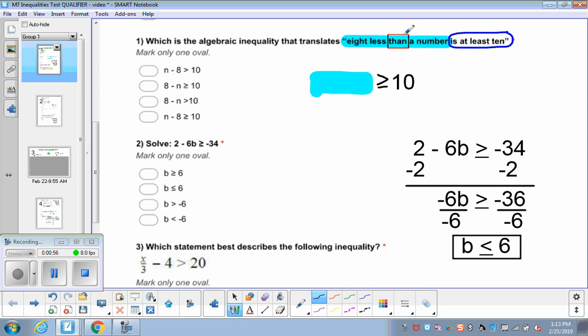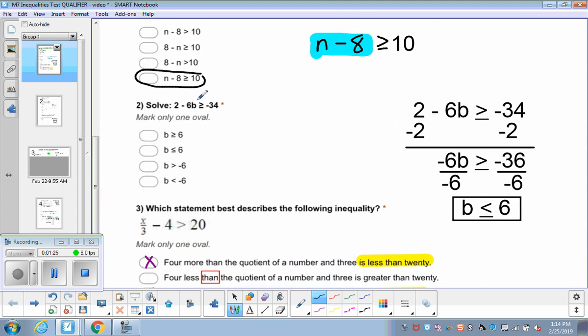Now let's translate with this than. When we scan for than and we box it, a number goes first. Now show me 8 less than that. So 8 less than a number is at least 10 has now been successfully translated, and it would have been this last answer choice right here. Just so y'all know, at least and at most are always going to have the or equal to line underneath it. All right, now for number 2.